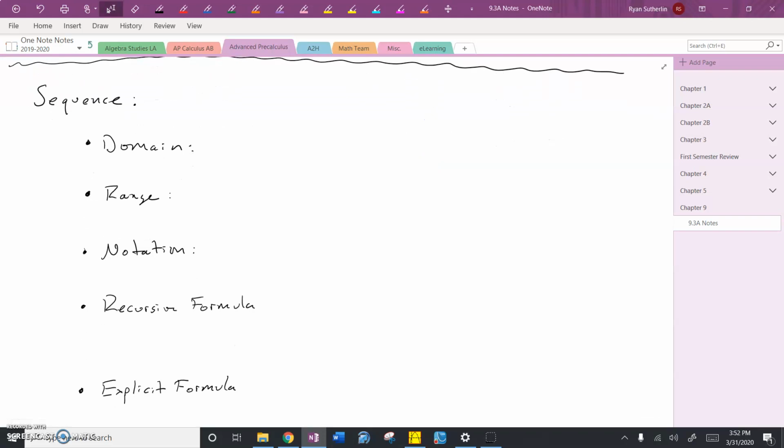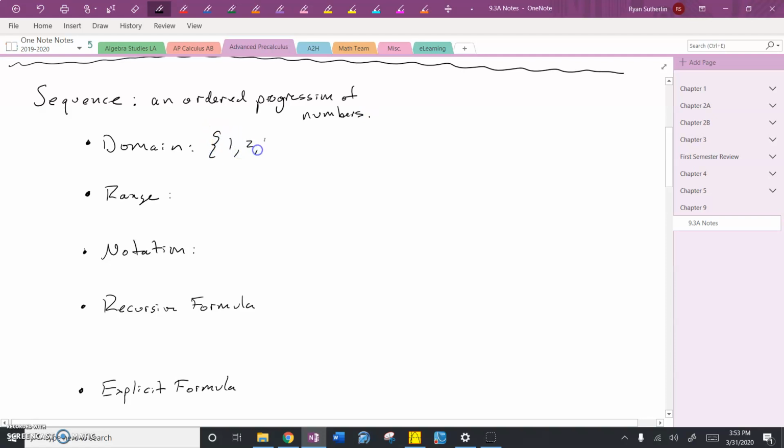A sequence is an ordered progression of numbers. And what makes the sequence unique is the domain. So the domain of any sequence, meaning what are you starting with, are your natural numbers. So you start with 1, then 2, then 3, then 4, then 5, and it goes on to wherever the sequence ends, if it does end. If it's an infinite sequence, it keeps going on forever. The range of a sequence are whatever the outputs are of that certain sequence.